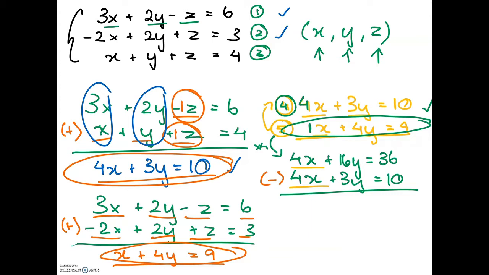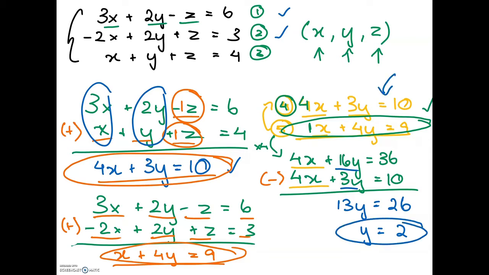So let's subtract. We would get 0x, and then 16y minus 3y is 13y, and 36 minus 10 is 26, and if you divide both sides by 13, you get y is equal to 2. So using y is equal to 2, we're going to substitute this y equals 2 into this equation up here, equation number 4, so that we can figure out the value of x.